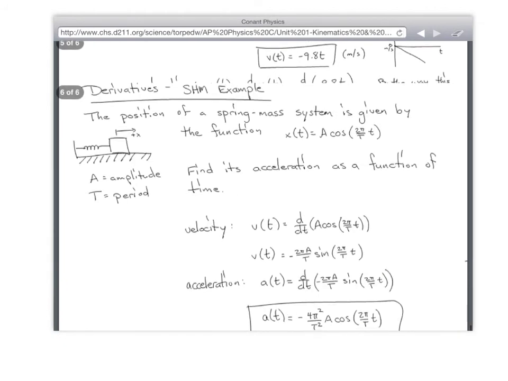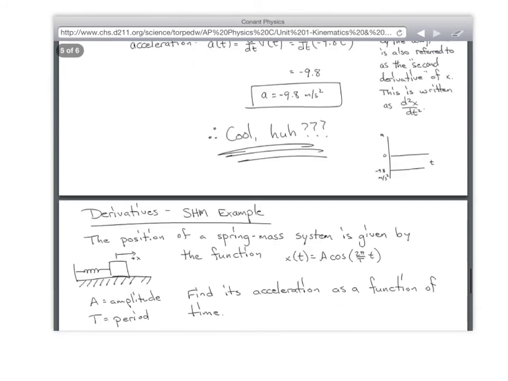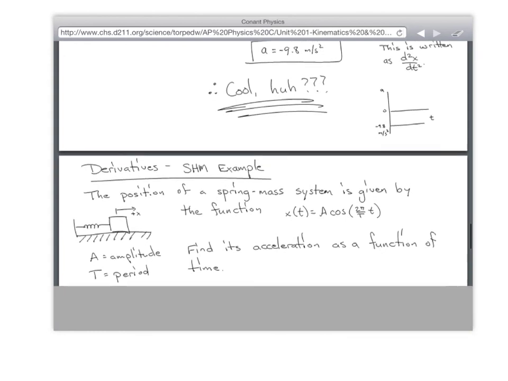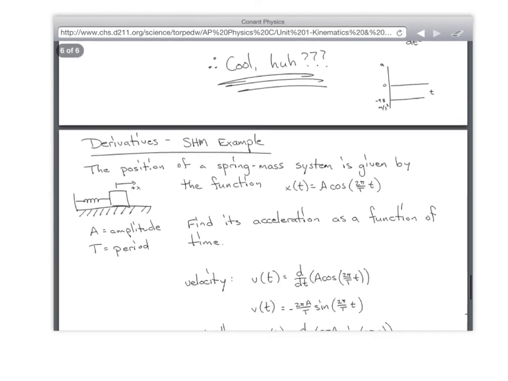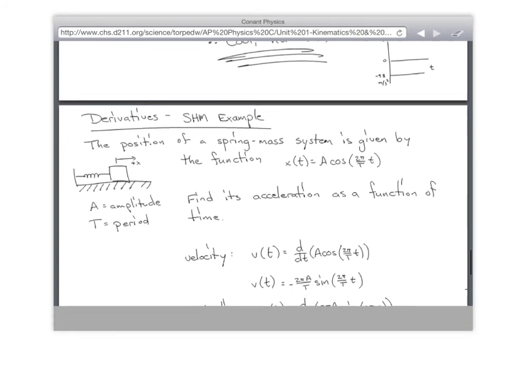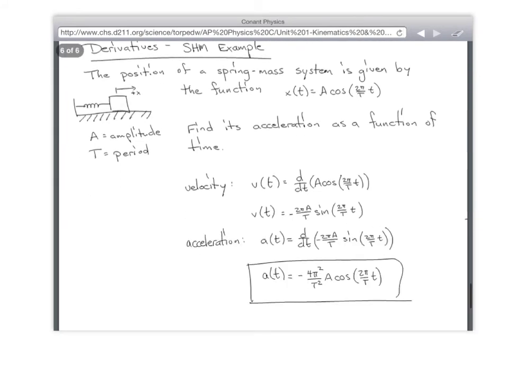Okay, so if that's the position as a function of time, what's acceleration as a function of time? Go. There's velocity. Velocity has a negative sign, right? Get all the constant stuff in front, 2 pi A over period. And you go one more and you get acceleration. Look at all that. Negative 4 pi squared over T squared times A, times cosine of this stuff in the middle.